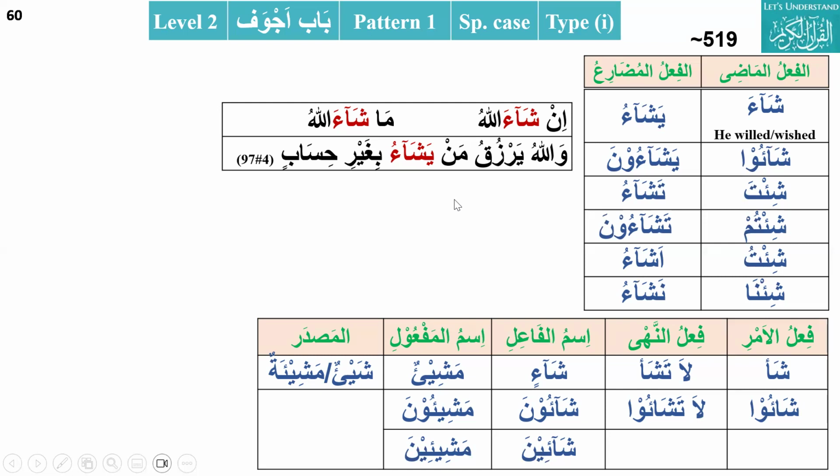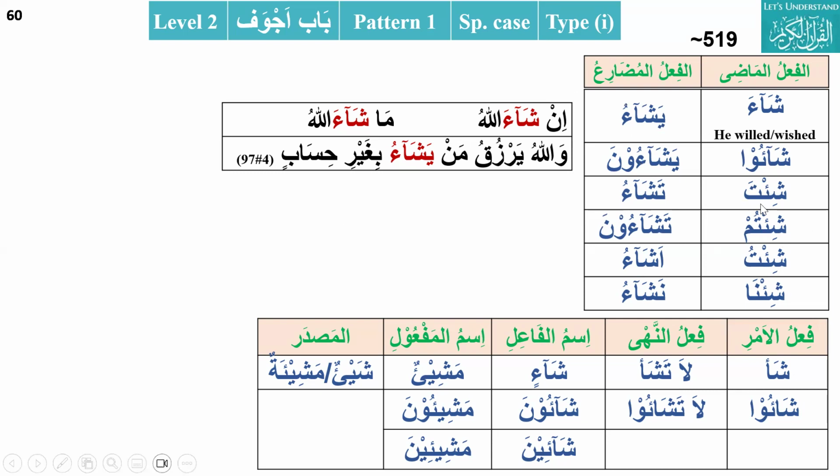So it has one special case, and that is sha'a yasha'u. Very important verb, and it is coming a lot. This is a special case of hafa yakhafu. It cannot fit exactly on hafa yakhafu. There is some variation in that, that's why it is separate. So it is taken as a special case of the first chapter hafa yakhafu, and that is sha'a yasha'u.